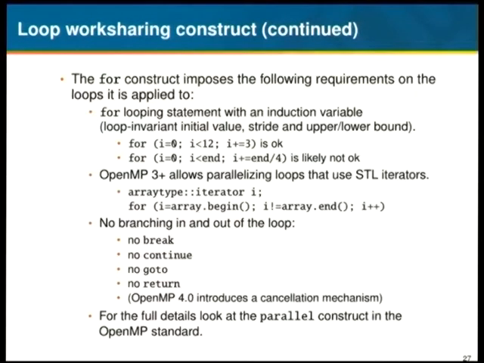If you are the lucky person who can use C++ instead of Kernighan and Ritchie C, at least you'll be happy to see that OpenMP allows for STL iterators. I haven't seen any OpenMP statement about the range operators in C++11 yet. I would expect that it's in there, but I haven't checked. One thing we'll jump on in a minute: no branching in and out of the loop. No breaks, no continues, no exceptions, if you're C++.